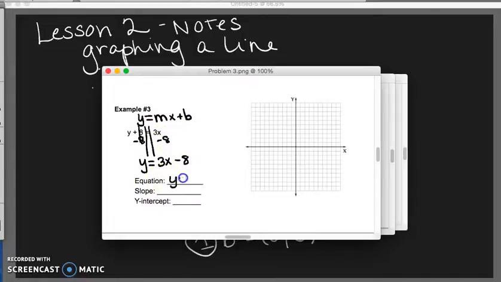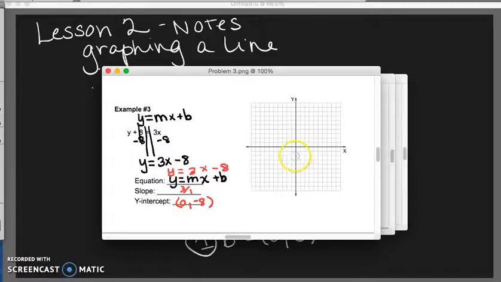Now our equation is in slope-intercept form. The y is isolated on the left side. So I'm just going to rewrite it. So we're going to have y equals 3x minus 8. Our slope is 3 over 1, and our y-intercept is 0, negative 8.